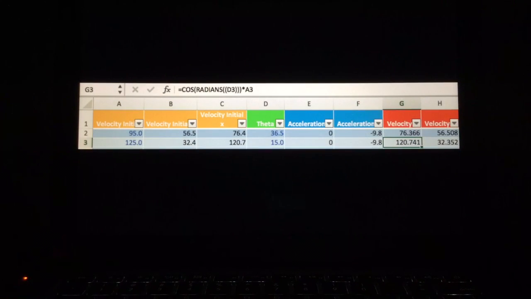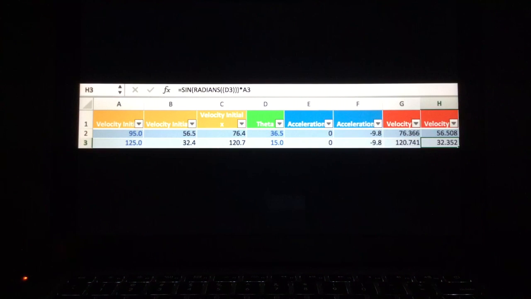We have to use the velocity initial and the angle along with the cosine in the formula that is shown above, which gives us a result of 120.7 meters per second. And with the velocity y, we have to do the same with the same elements but with the sine, which gives us a result of 32.3 meters per second.